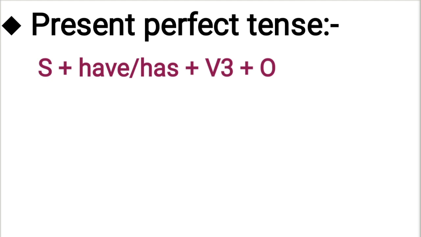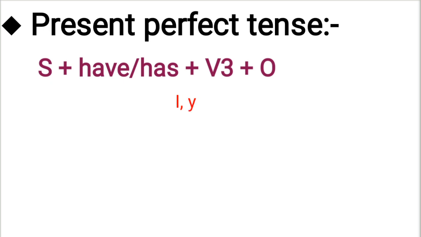So, the structure that we have to use for present perfect tense is subject plus have/has plus verb third form plus object. It means now you have to use after subject have or has helping verbs in present perfect tense. After helping verbs, we have to use verb third form, means past participle form of verb, and then after that the object. So let's see how to use helping verbs have and has as per the subject.